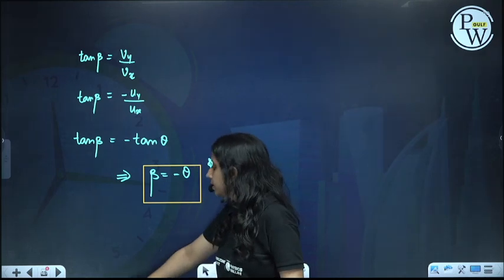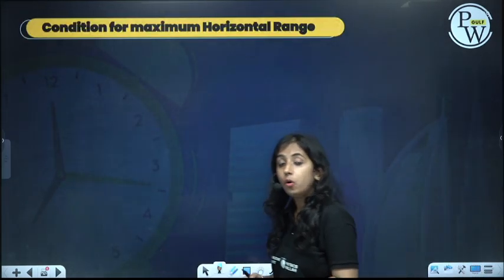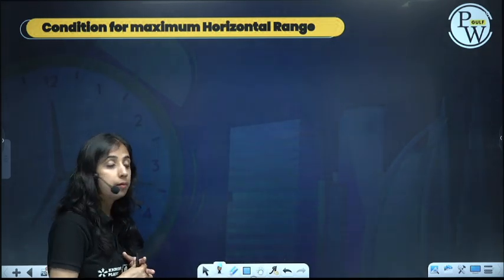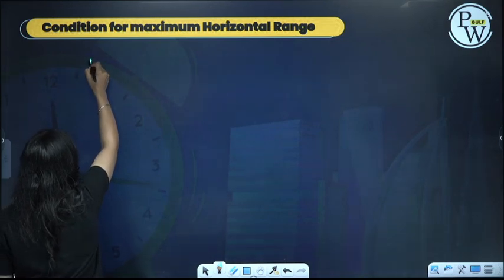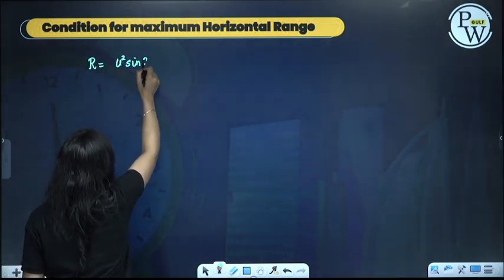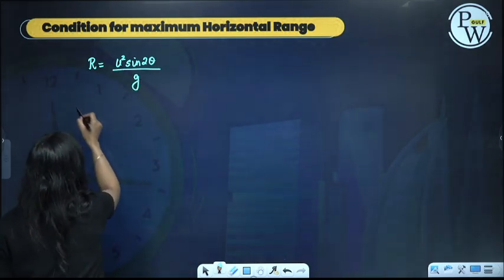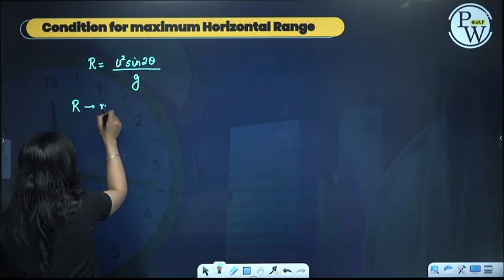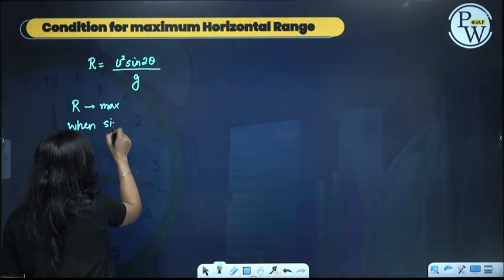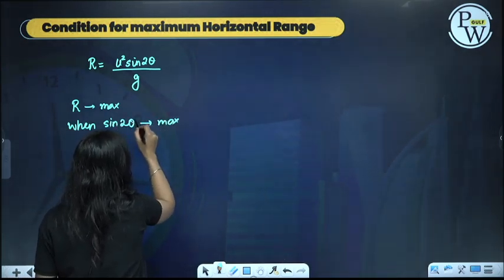Now let us move forward and see the condition for maximum horizontal range. At what angle will the particle have maximum horizontal range? Now we know that range is equal to u square into sine 2 theta by g. Range will be maximum when sine 2 theta is maximum.